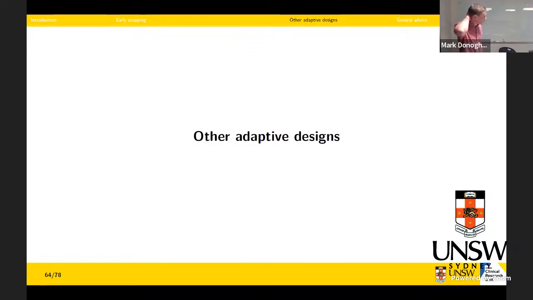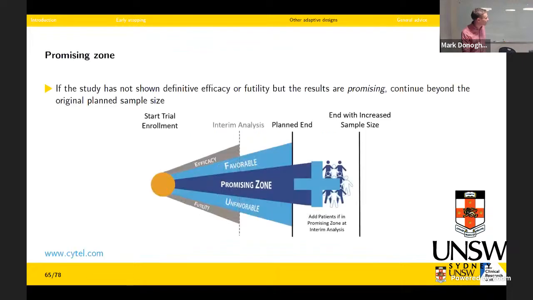So that was a kind of detailed look into one particular very simple type of adaptive design. I'm going to go kind of quickly through some other adaptive designs that are used with a few examples, which might inspire you to realize that they could be used in your work. So this is kind of similar to stopping early.